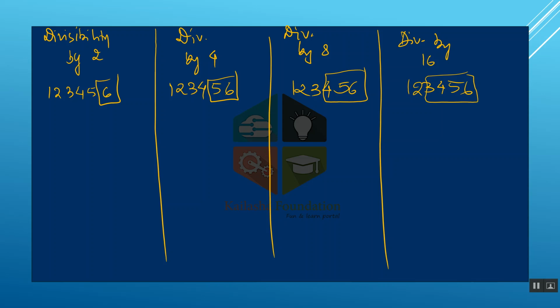Remember what you did while checking the divisibility by 2. The last digit must be 2, 4, 6, 8 or 0. That means the last digit must be divisible by 2. The last 2 digits constitute a number that must be divisible by 4. The last 3 digits constitute a number that must be divisible by 8. The last 4 digits constitute a number that must be divisible by 16 for the respective divisibility checks.